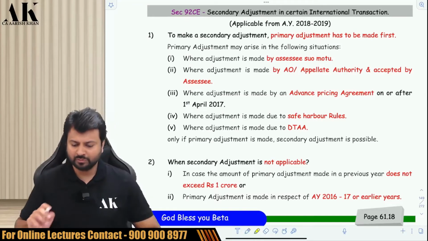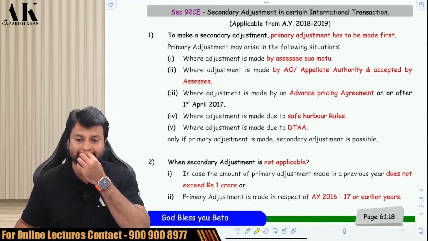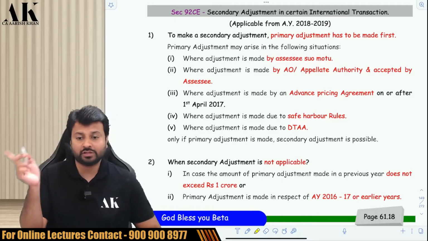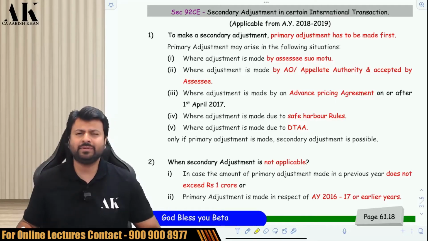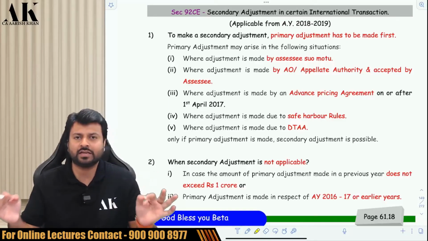Okay, so let's move on to one more very important provision for your exam, that is secondary adjustment, which is very important. Now to do a secondary adjustment, first you have to make a primary adjustment. What is a primary adjustment? Primary adjustment is nothing but your transfer pricing additions. That's it. Your transfer pricing additions are your primary adjustments.